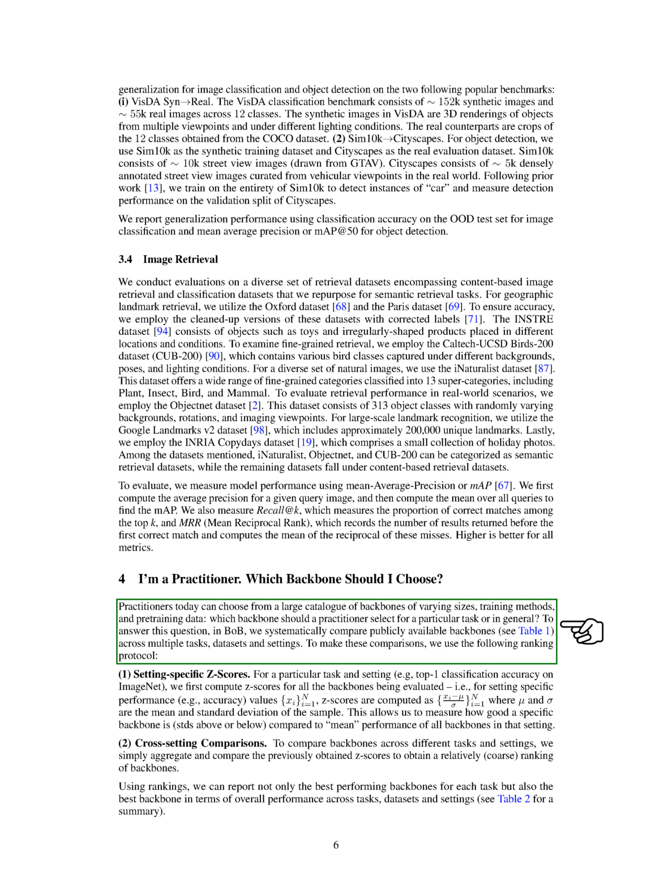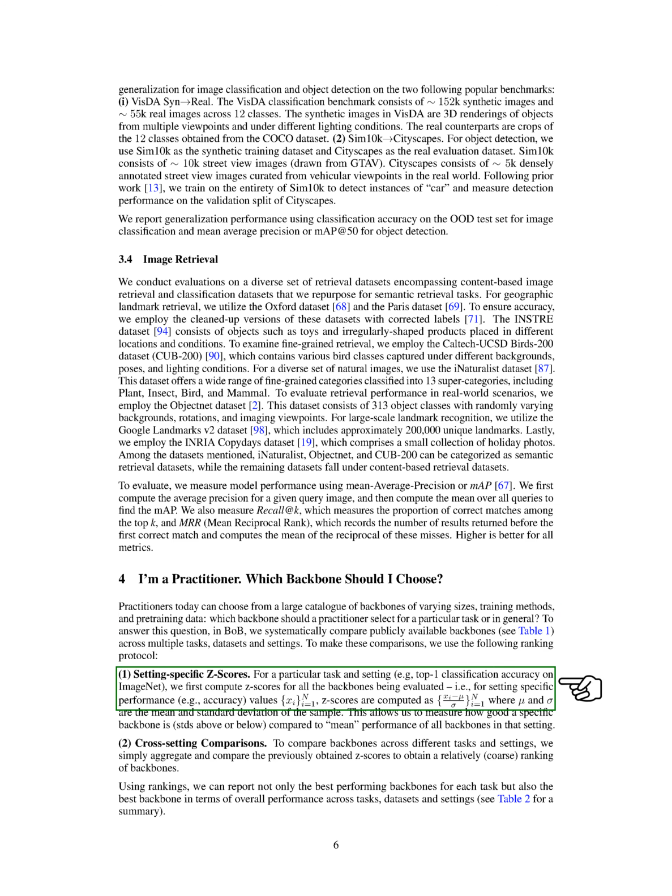In our study, we systematically compared publicly available backbones across various tasks, datasets, and settings. We used a ranking protocol to make these comparisons. Firstly, we calculated the z-scores for each backbone in a specific setting, such as top 1 classification accuracy on ImageNet. The z-score is a statistical measurement that describes a value's relationship to the mean of a group of values. It is calculated by subtracting the mean from each value and then dividing by the standard deviation. This gives us an idea of how well a specific backbone performs compared to the average performance of all backbones in that setting.